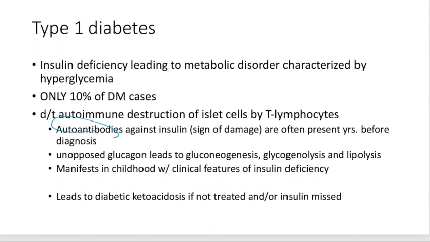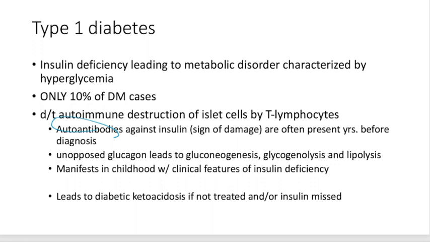If they're present, you have type 1 diabetes. What happens is it shuts down the beta cells and we get uncontrolled glucagon, and that leads to gluconeogenesis, glycogenolysis, and lipolysis, which leads to that hyperglycemic state. We have no insulin, so there's no way to combat it and get glucose into the cells for tissue utilization.